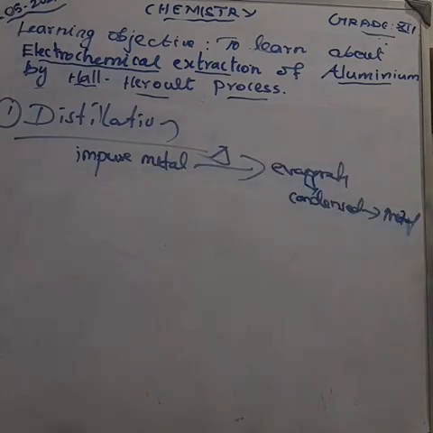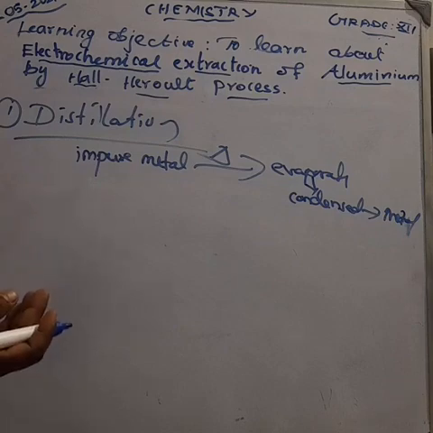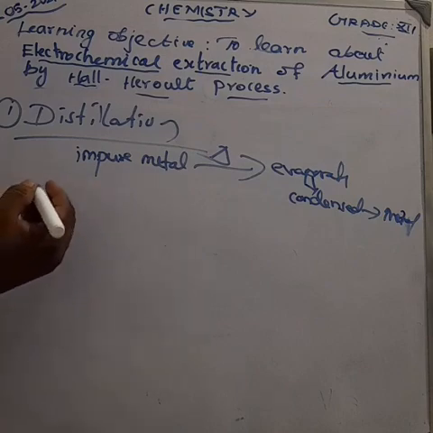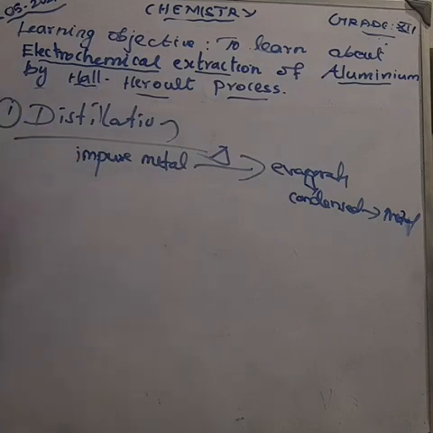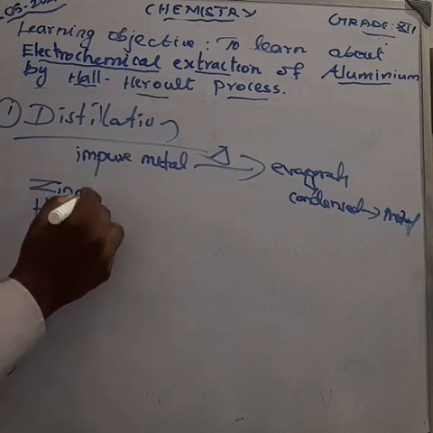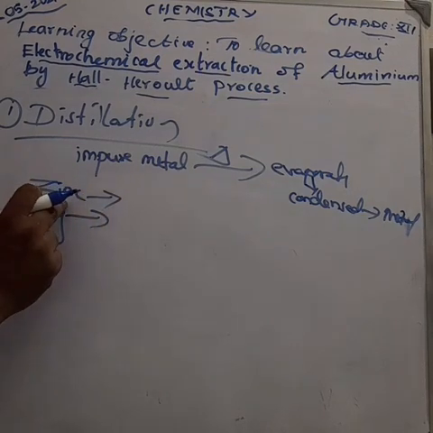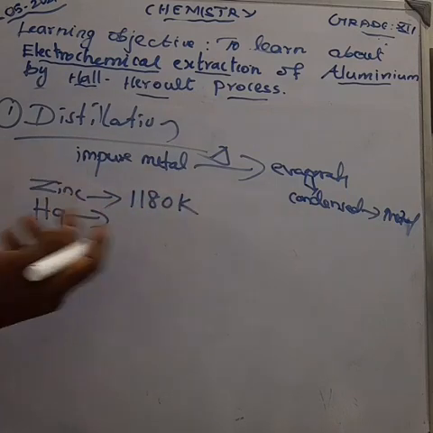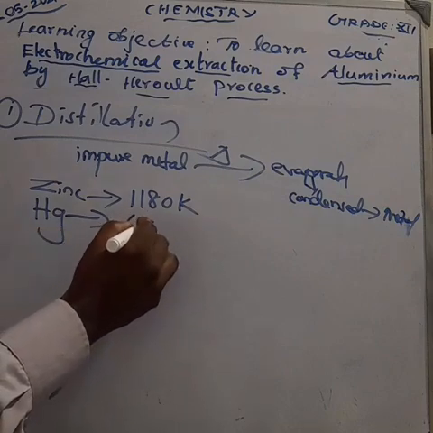Here, the metals applicable for distillation are low boiling volatile metals, that means easily evaporating metals. For example, zinc, and we can take mercury. The boiling point of zinc is about 1180 Kelvin. The mercury is 630 Kelvin. Am I right?